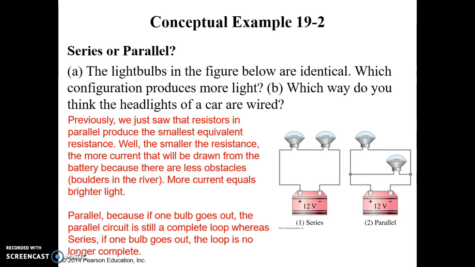Now, for part B, in parallel, because if one bulb goes out in a parallel circuit, the circuit is still a complete loop, whereas if it were in series, if one bulb goes out, the loop is no longer complete.